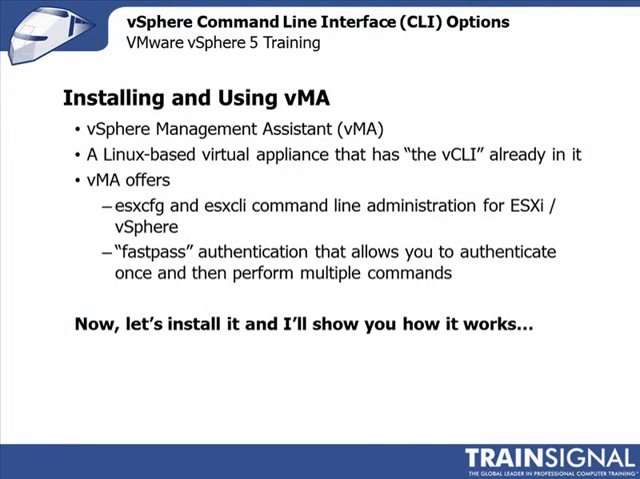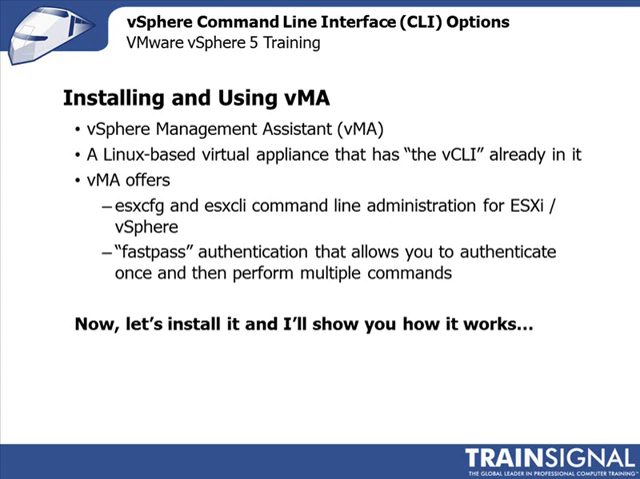All right, moving on from vCLI, let's now talk about the last CLI option in this lesson, and that is VIMA. VIMA is actually the vSphere Management Assistant, or VMA, and it's a Linux-based virtual appliance that has basically the vCLI already in it. So the things I just showed you in the vCLI that you could run from your Windows computer, all those are inside VIMA already, as well as something called FastPass authentication that allows you to authenticate once and then perform multiple commands across, let's say, multiple ESXi servers. So you'll find the exact same esxcfg and esxcli commands for administering vSphere inside VIMA.